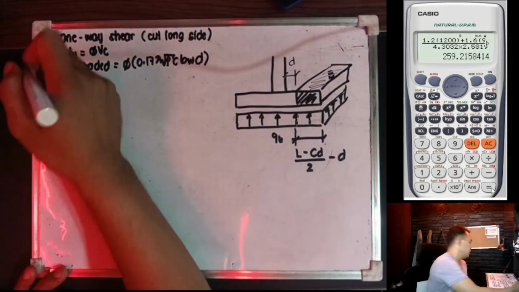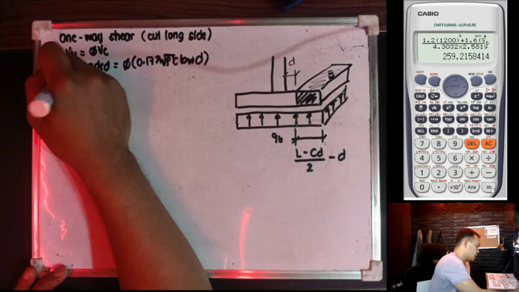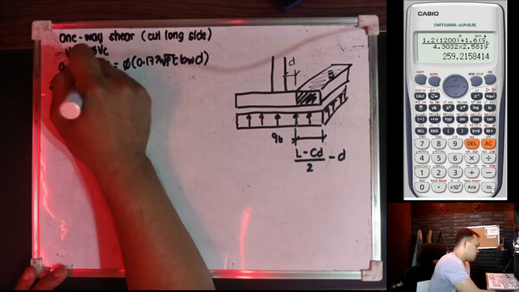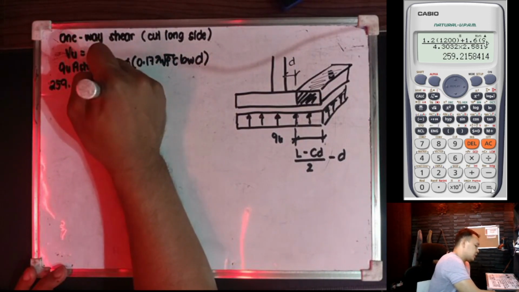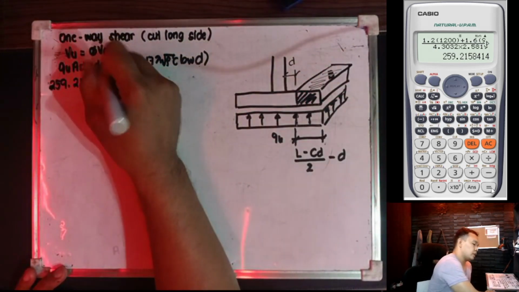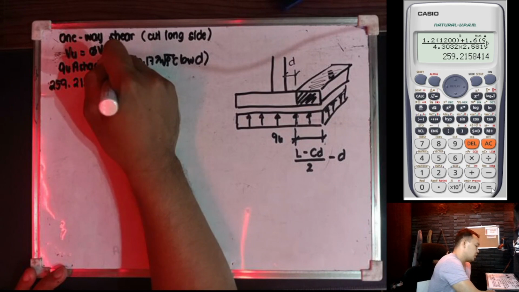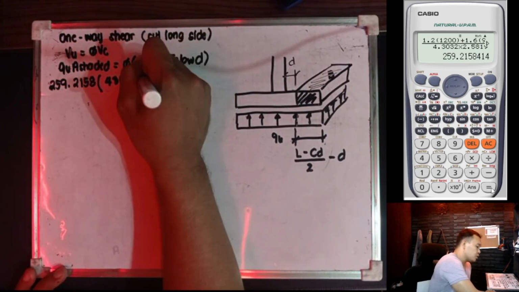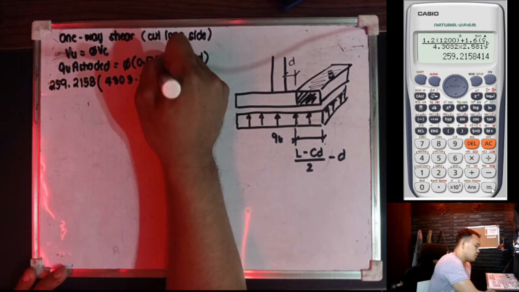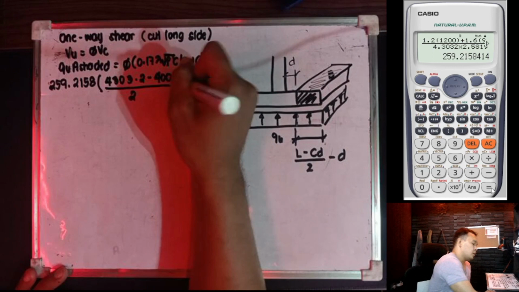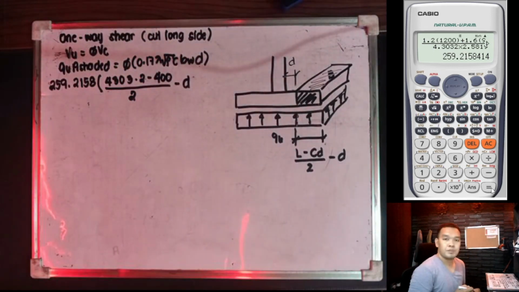So we have here QU, which is equivalent to 259.2158, the area shaded. And then the BW. So we have here L, which is equivalent to 4,330 at 303.2 minus the dimension of the column, which is 400, all over 2, minus D. Okay?